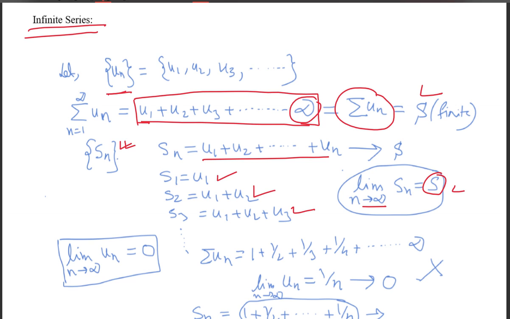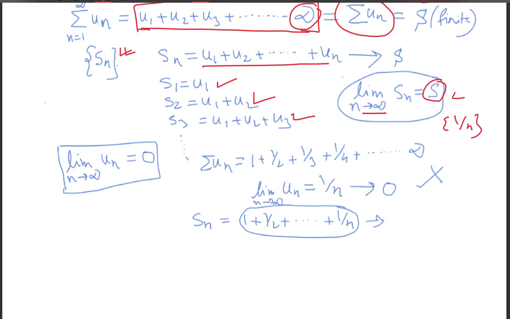Okay, so consider summation un. Summation un is equal to 1 plus 1 by 2 plus 1 by 3 plus 1 by 4, like this to infinity. So it is coming from the sequence 1 by n. Now here Sn is equal to what? The nth partial sum is equal to 1 plus 1 by 2 plus up to 1 by n. Now if this Sn tends to some finite value, only then do we say this series is a convergent series.